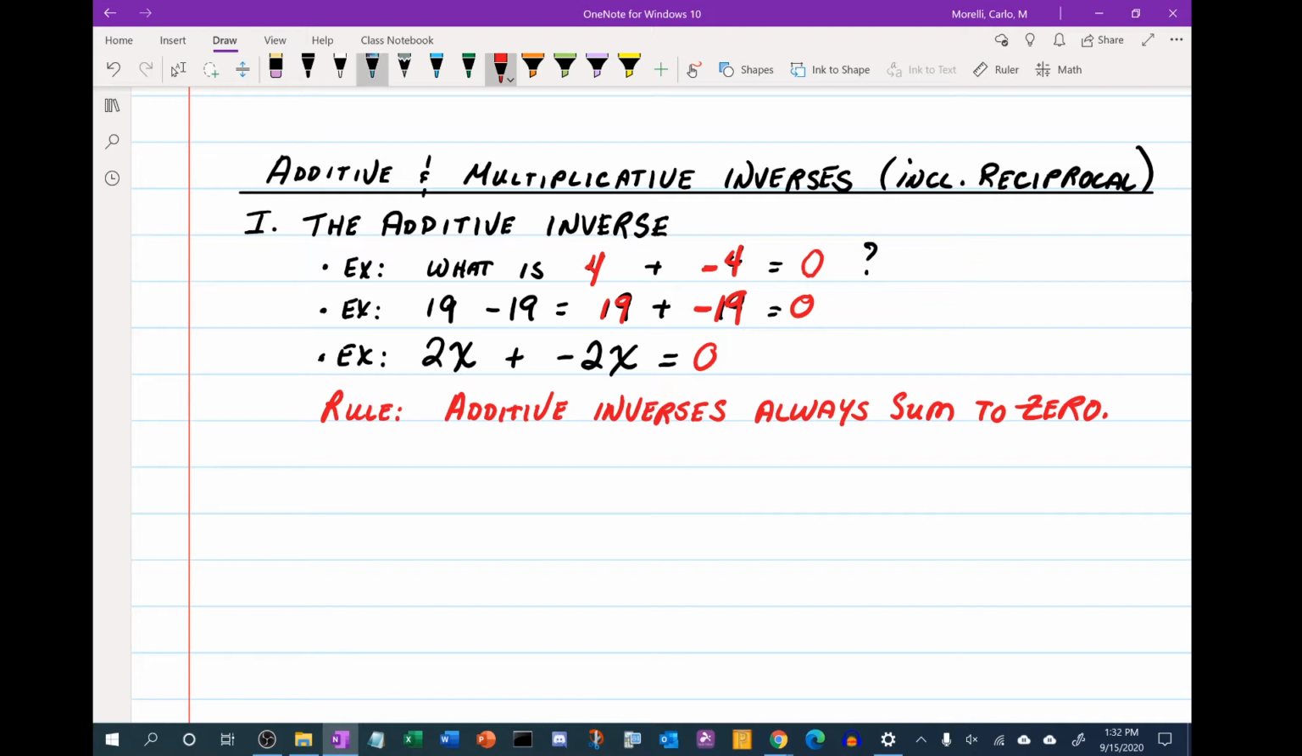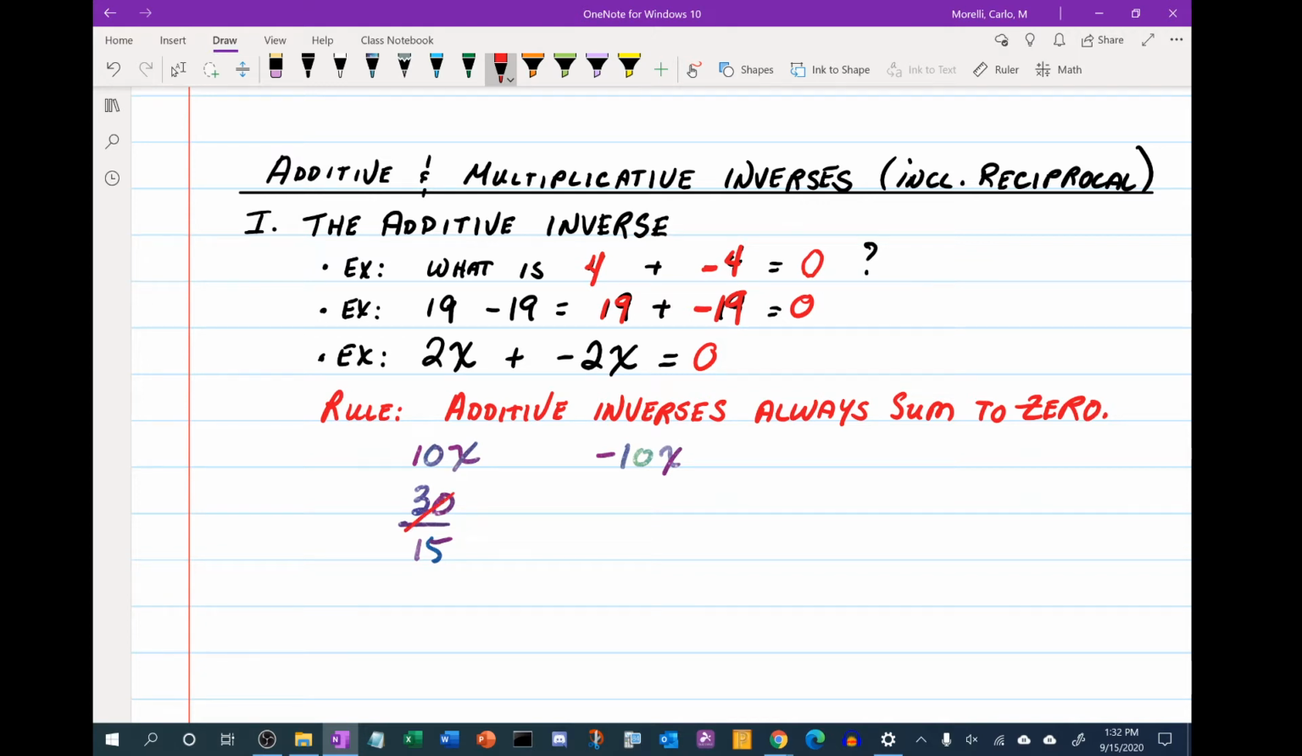So what is the additive inverse of 10x? Negative 10x. What is the additive inverse of 30 over 15? Be careful here. Can you simplify that fraction? All right. Tell me what the additive inverse of that is. Negative 2? Well, hold on.